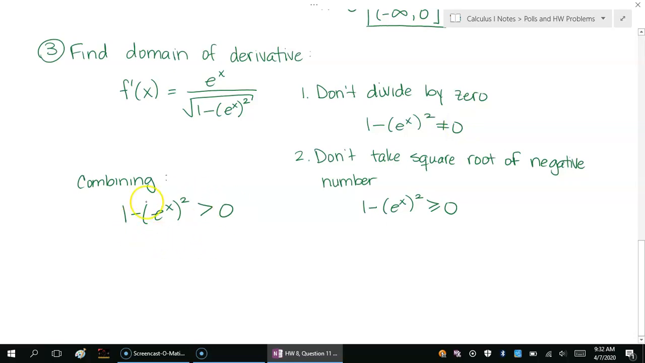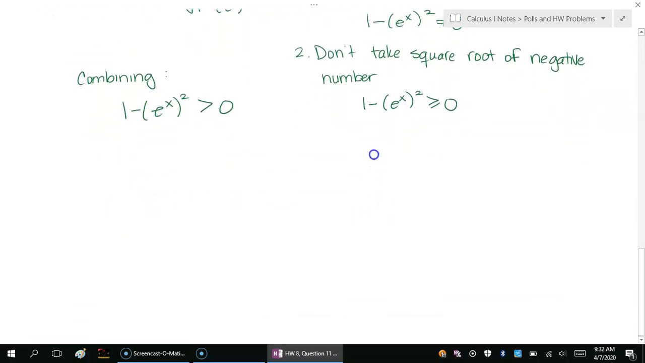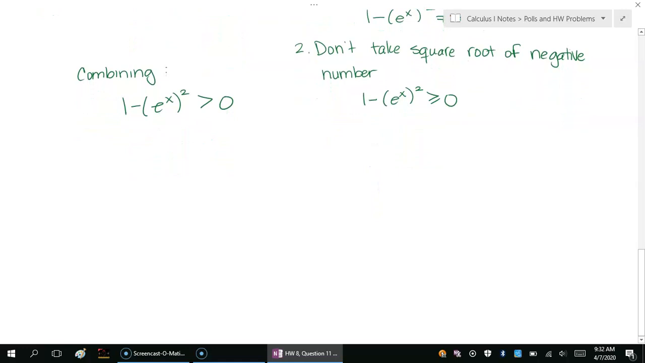Okay, and this, believe it or not, is similar to the questions that we answered in the lecture, but we have that e to the x, which is going to make things a little bit messier. So to solve this, we're going to start by hiding the e to the x. We're going to make a substitution.